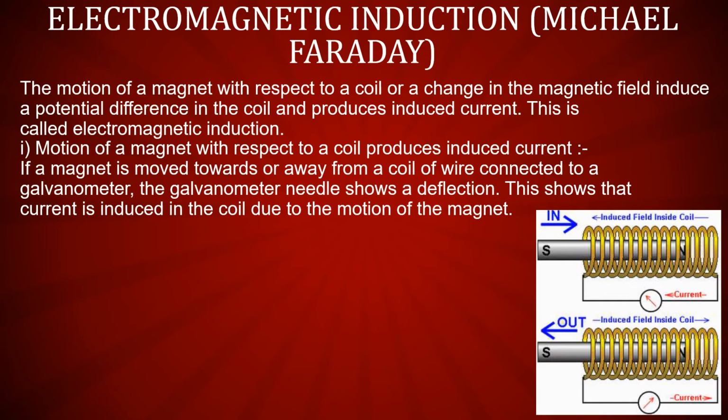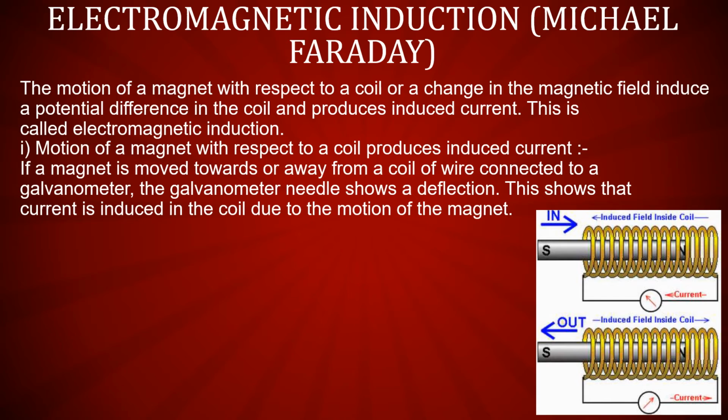Electromagnetic induction was given by Michael Faraday. The motion of the magnet with respect to a coil, or a change in magnetic field, will induce a potential difference or an EMF in the coil, which in turn produces induced current. This is called electromagnetic induction. Please note that we mean motion of the magnet, that is, a continuously changing magnetic field with respect to time.